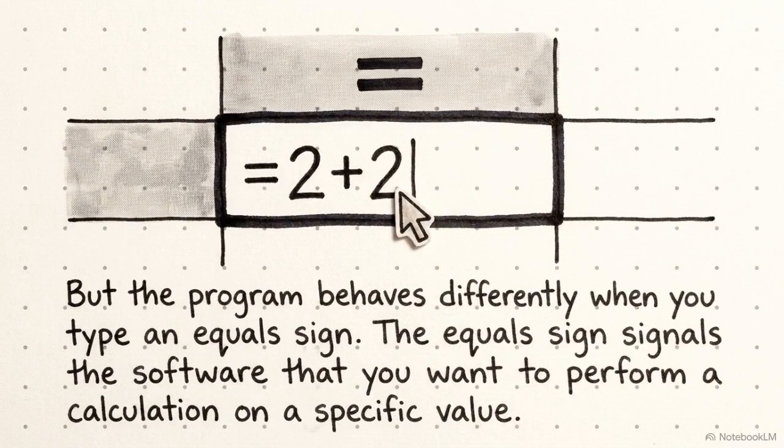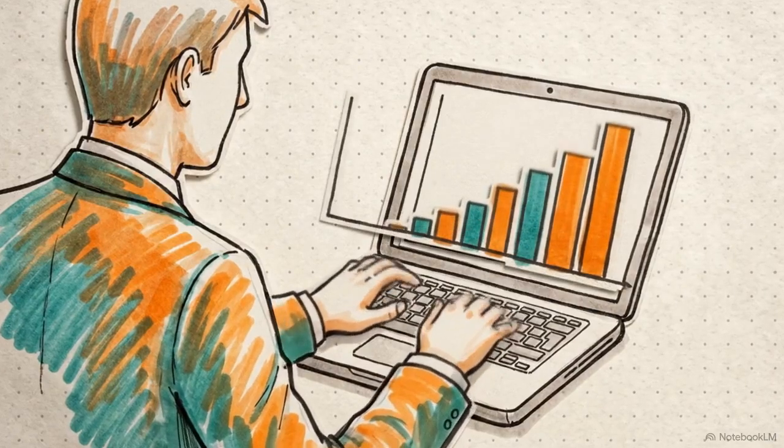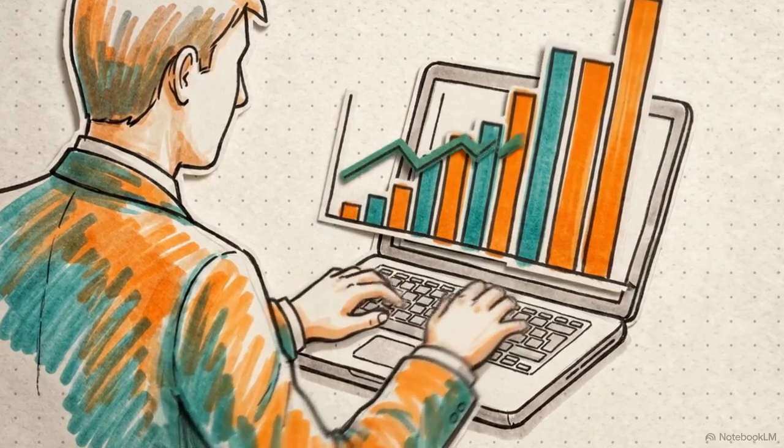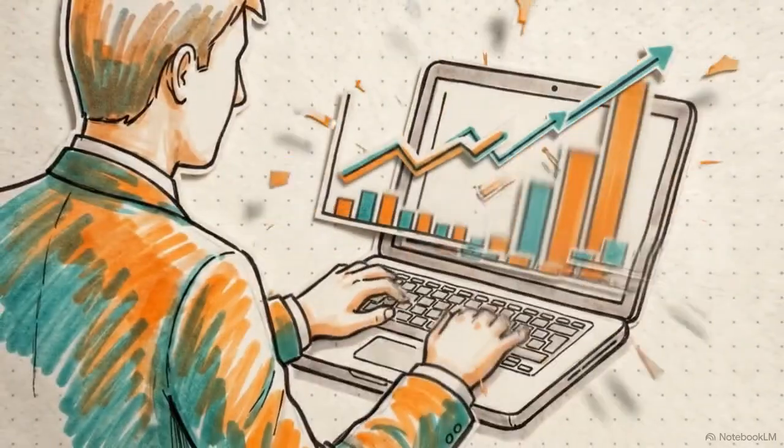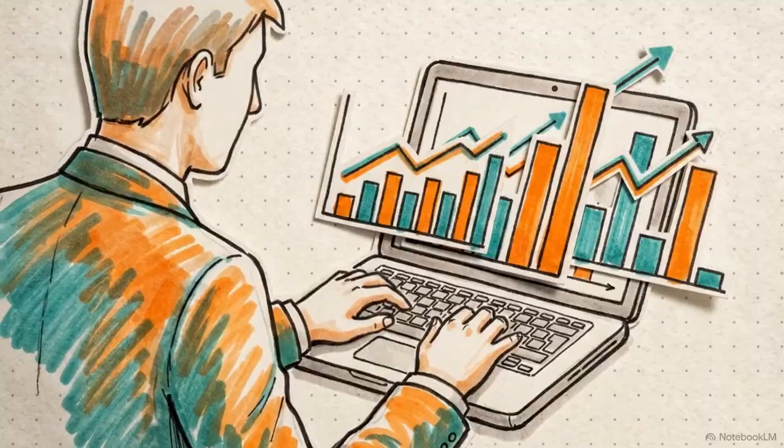behaves differently when you type an equal sign. The equal sign signals the software that you want to perform a calculation on a specific value. Understanding this grid coordinate system and the equal sign is what turns a static page of text into a dynamic calculator capable of tracking strategic spend.